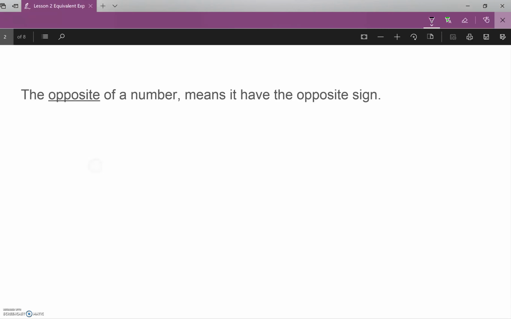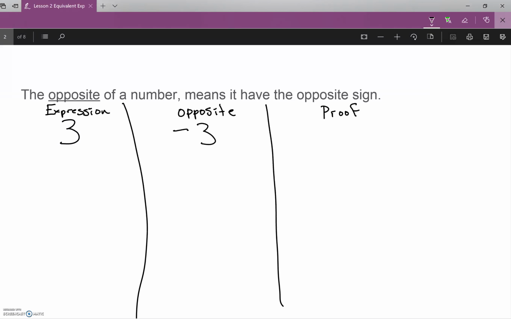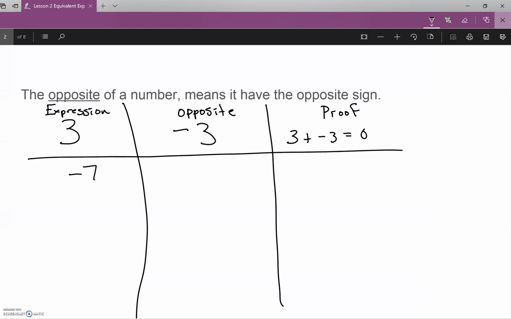Let's do 3. What is the opposite of 3? It's -3. Our proof would be that 3 plus -3 is 0. Remember, opposites add to be 0. -7 is next. The opposite of -7 is +7. And our proof would be -7 plus 7 equals 0.